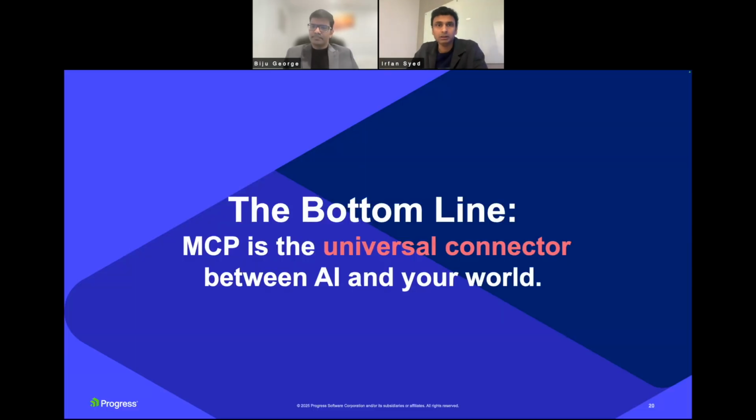Bottom line, MCP is a universal connector between AI and your world. That is all it is. MCP lets you interact with your applications: once they are exposed as MCP servers, it lets the world of AI go and talk with them using a standard protocol.